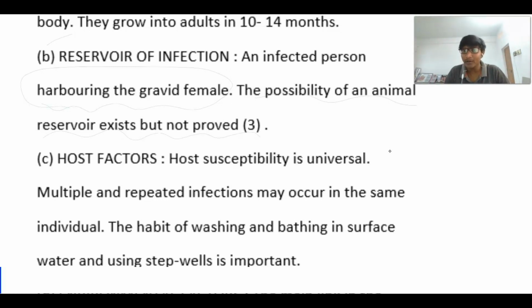We have the intermediate host here. What is the intermediate host? The intermediate host is the small cyclops which were infected by the larvae released by the infected person.